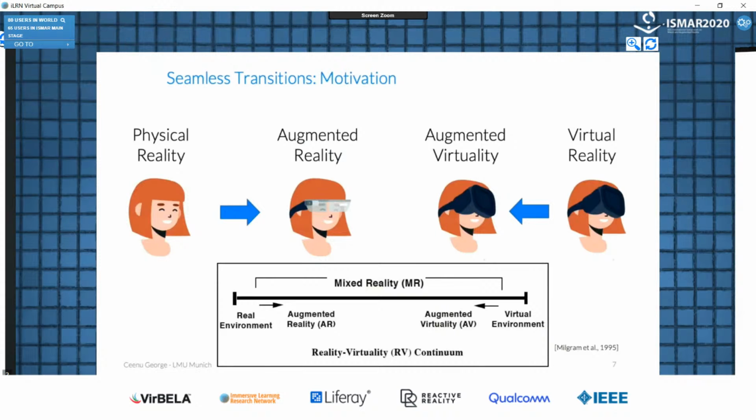We build our work on Milgram's reality-virtuality continuum, where he defines different states and in-between states that users can be in, from the physical reality all the way to the virtual reality and back. We are interested in users going from the physical reality to the augmented reality with the same interaction paradigms as they go from the virtual to the augmented virtuality.